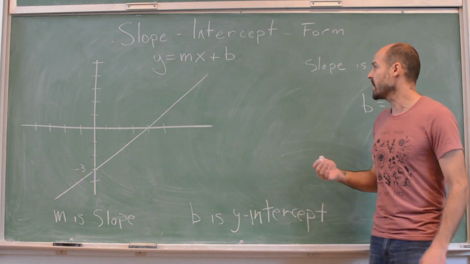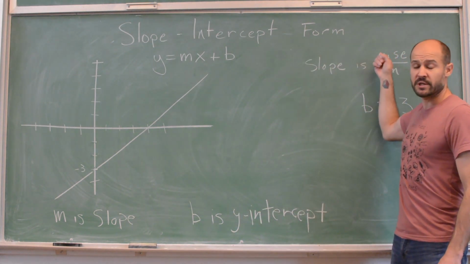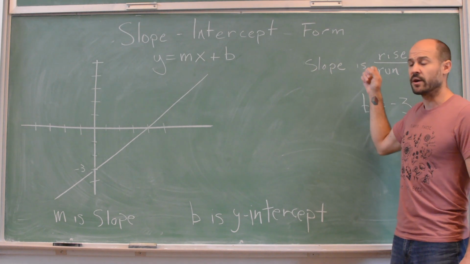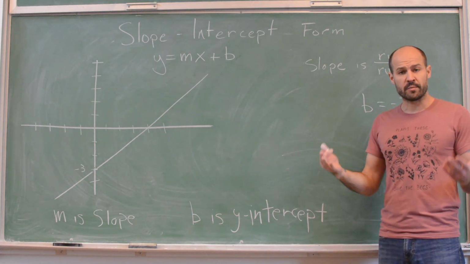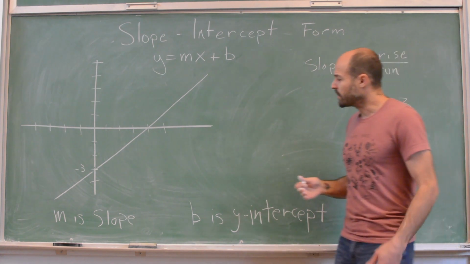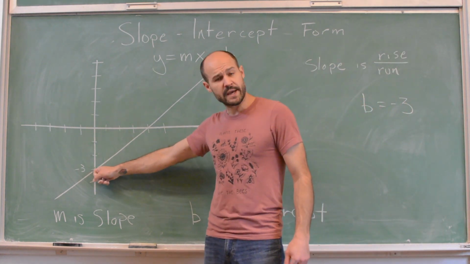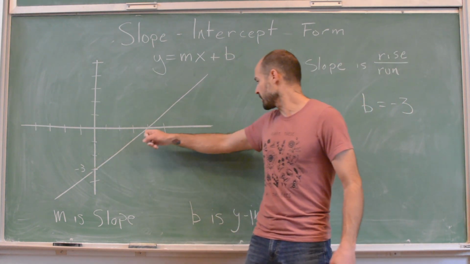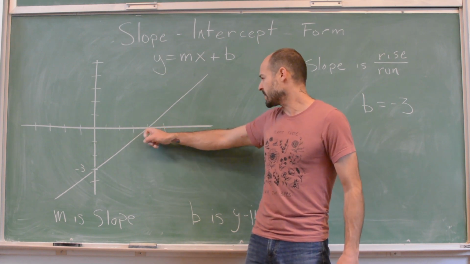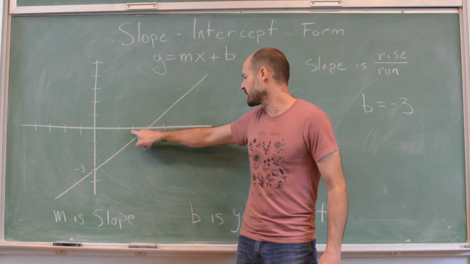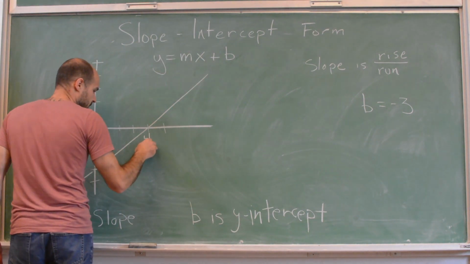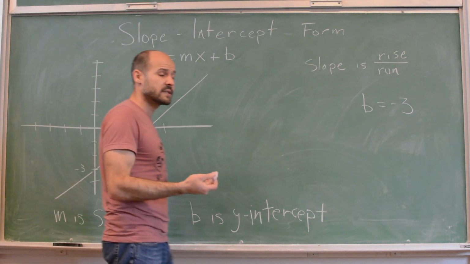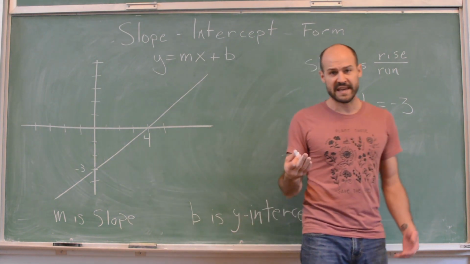We have to determine the rise, how much it goes up or down, and then also the run, how much it goes left or right from one point to another. So we've got this clear point here, which is our y-intercept, and we also have a clear point here, which is at x equals 4. So if we know these two points, we can determine the slope by counting.